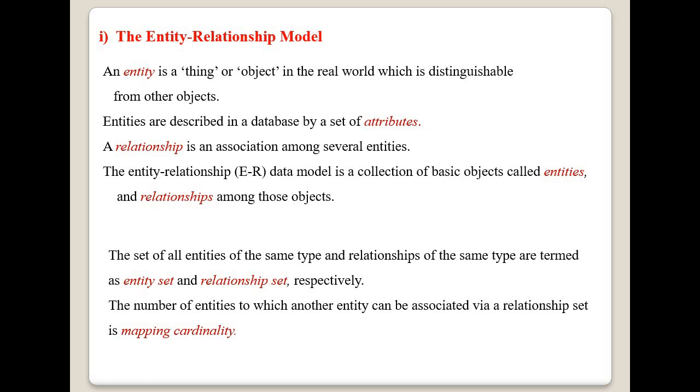The set of all entities of the same type and relationships of the same type are termed entity sets and relationship sets respectively. The number of entities to which another entity can be associated via a relationship set is called mapping cardinality.